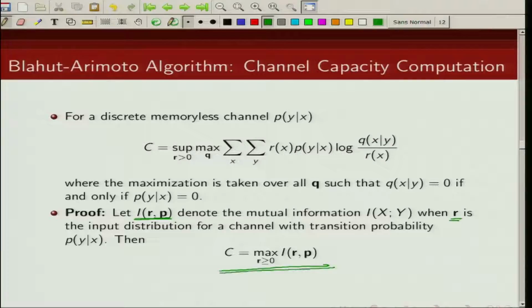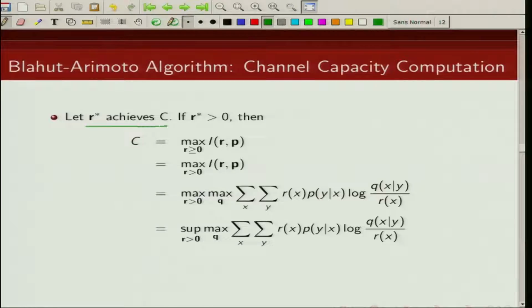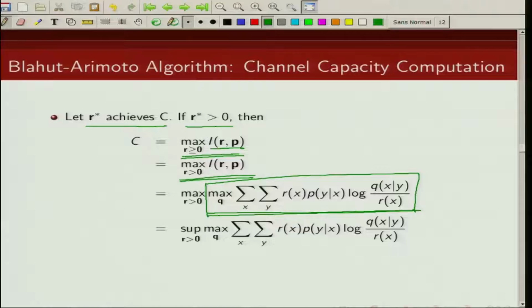Now capacity can be given as maximum mutual information, maximization over all input distribution R. Now let R star achieve capacity, and if R star is greater than 0, then we can write this as maximizing mutual information over R greater than 0. This becomes maximizing mutual information when R is greater than 0, and from the definition of mutual information we can write this in this particular way. And this is nothing but supremum over R greater than 0, maximizing over q of this function.